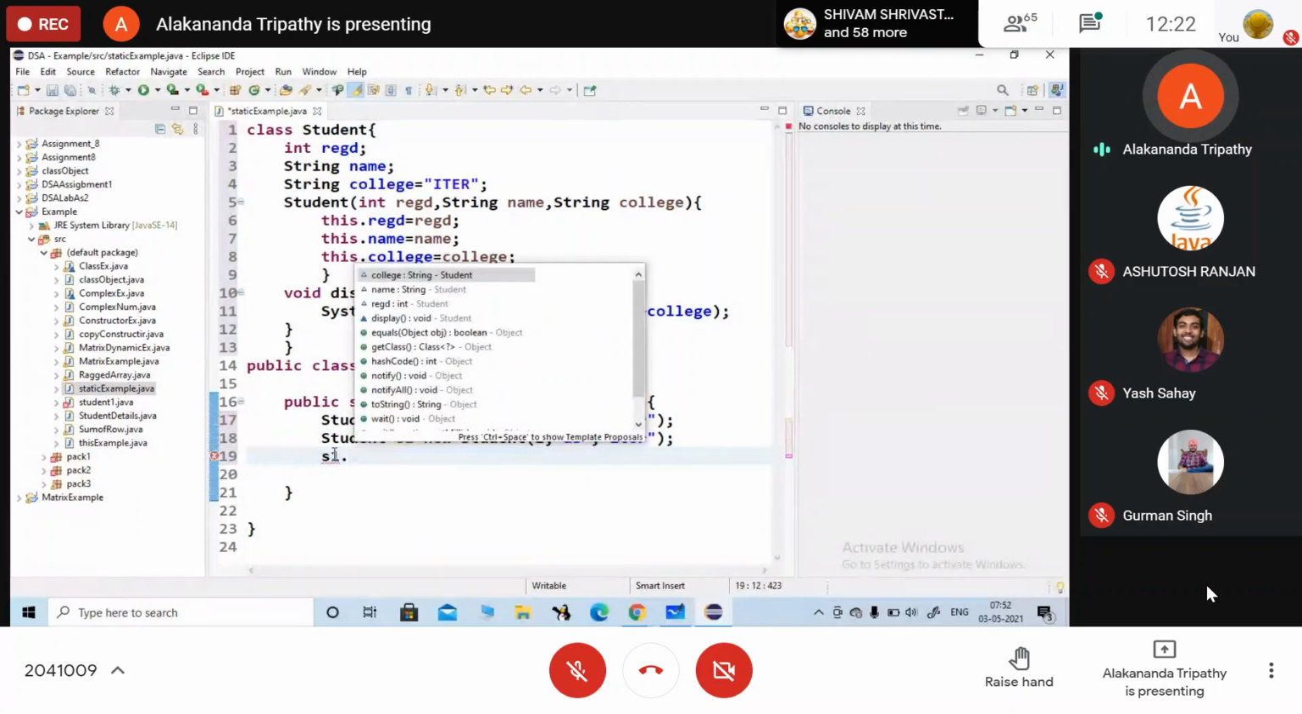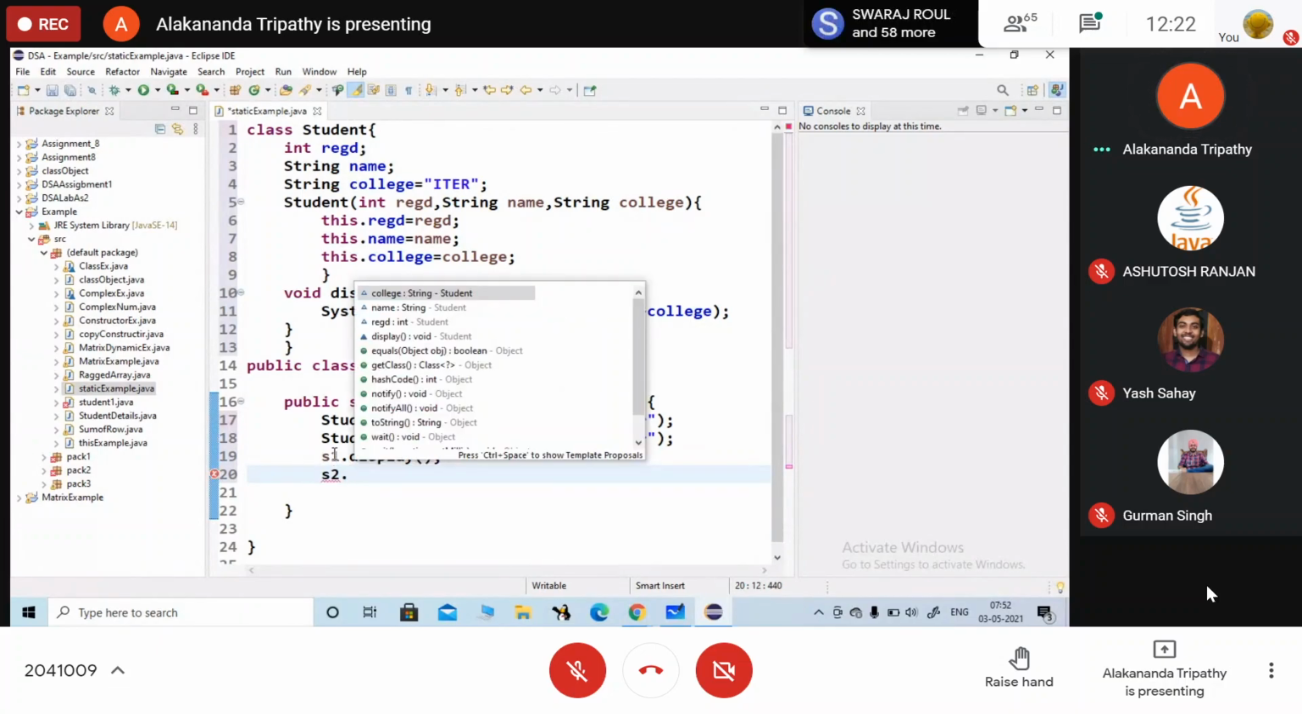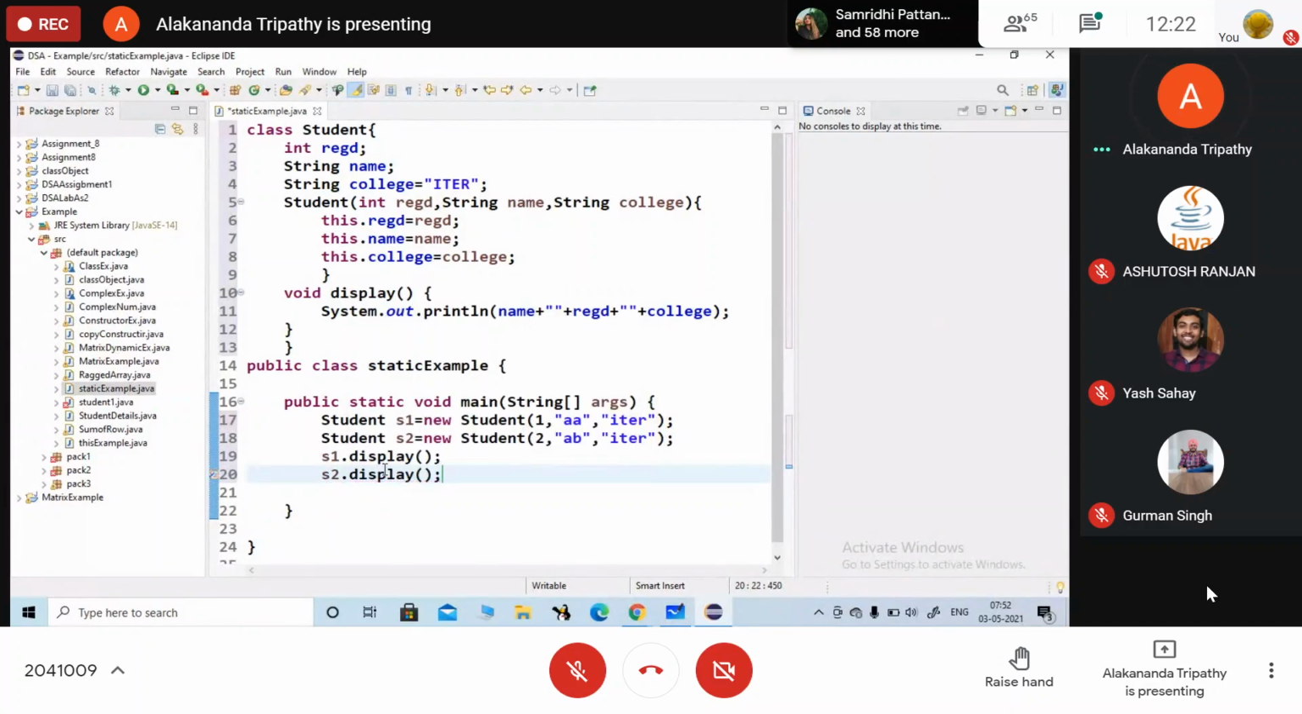This one dot display, S2 dot display. Look, when I am going to click here, what is coming here? When I am creating the object S2 dot, here college name and registration number are coming. Here the display method is being shown. So here I am putting the display. So it shows all three instance variables. Yes, ma'am. Name, registration number, college.